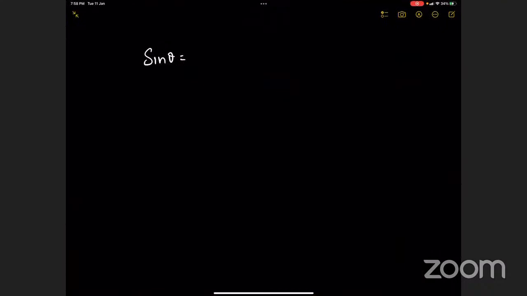So tell me. Sine theta is P by H, perpendicular upon hypotenuse. Cos theta is base upon hypotenuse. And tan theta is perpendicular upon base.